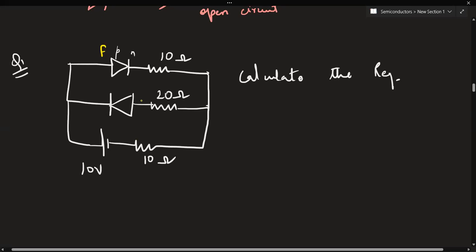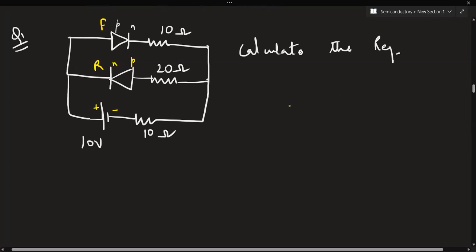Negative. Reverse bias, because N is connected to the positive part and P is connected to the negative part. Now see, as I've told you, if it is forward biased, we can replace it with a single wire. So if you are given this circuit, you know how to solve it.